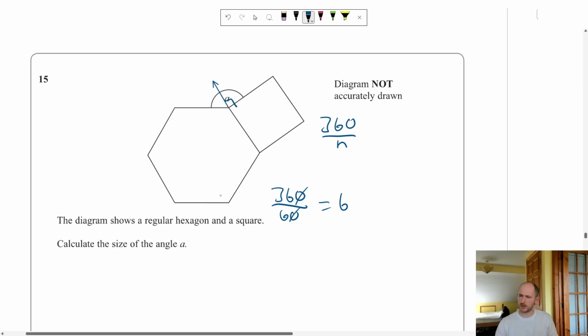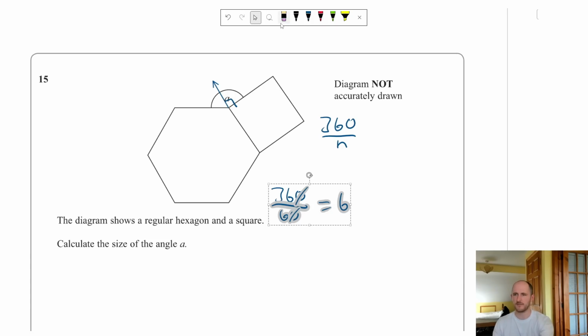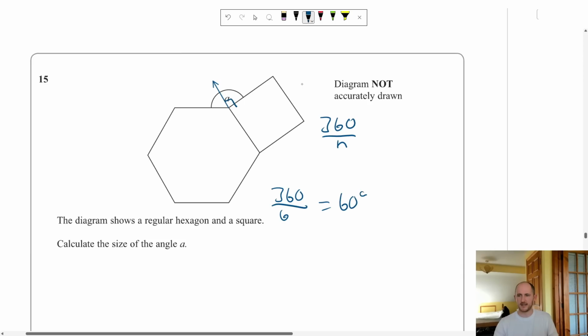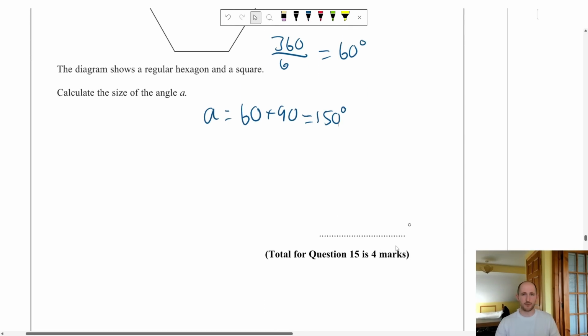That's not right. What have I done? Oh, I've divided by 60, not... I jumped ahead in my working out. My apologies, I jumped ahead in my working out. It would be 60 degrees. So that means the size of angle A is just the sum of the two exterior angles we just worked out, which is 150 degrees. For 4 marks, that is really impressive.